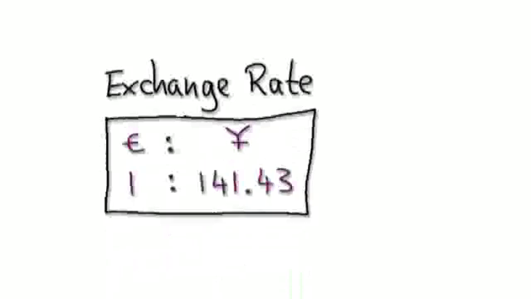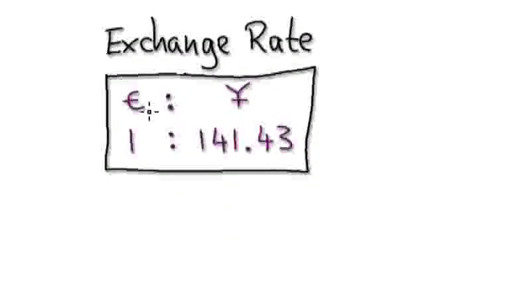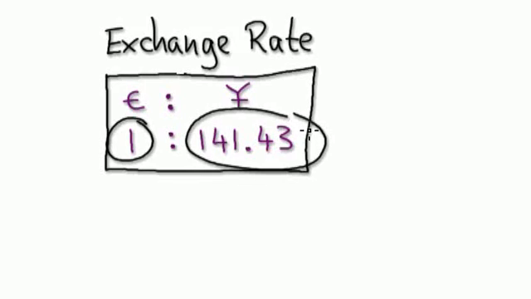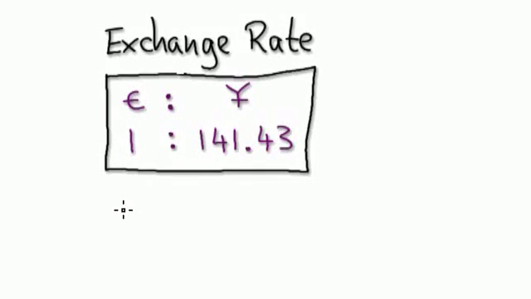Okay, let's give you guys some more practice. So this is the exchange rate for the euro to the Japanese yen. For every 1 euro you can exchange it for 141.43 Japanese yen. My question is, if I have 27 euros, how many Japanese yen will I be able to get? Okay, so press pause and have a go.